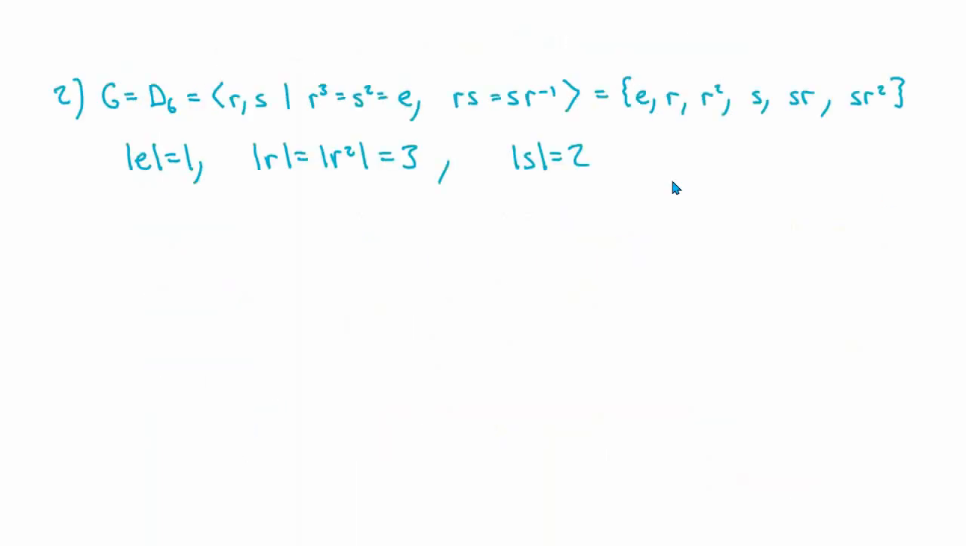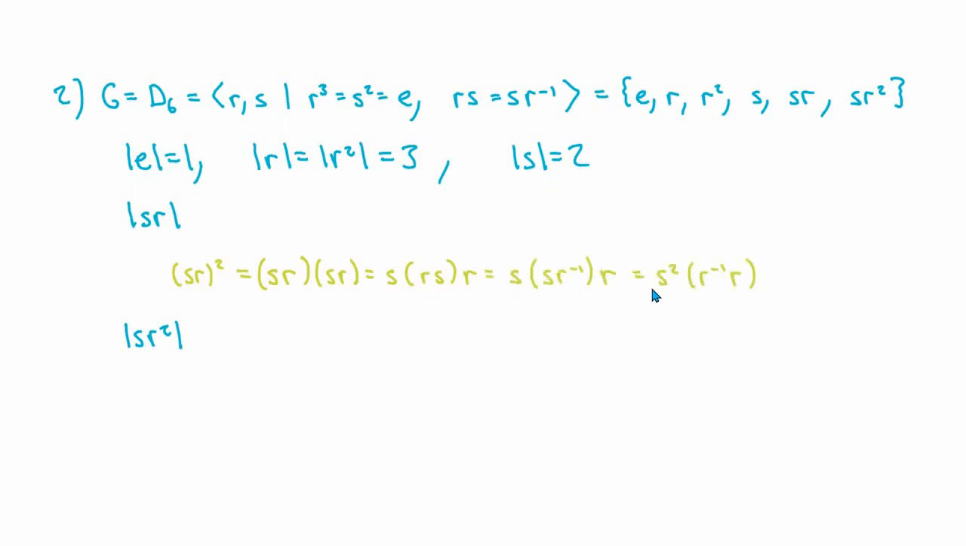For another simple example, let's consider the dihedral group of order 6 generated by a rotation r and a reflection s. In this case, it's easy to work out the orders of the identity, r, r squared, and the element s. And so we're left with just wanting to know what are the orders of the elements sr and sr squared. Well, sr to the 1 is sr, so the order of sr is clearly greater than 1. And using the relations in the definition of the dihedral group, sr squared, which is sr times sr, or s times rs times r, is the same as s times sr inverse times r, which is s squared times r inverse r, which is the identity element. Therefore, the order of the element sr is 2.